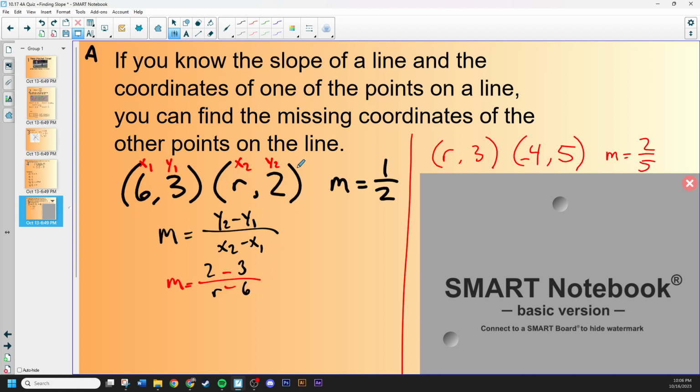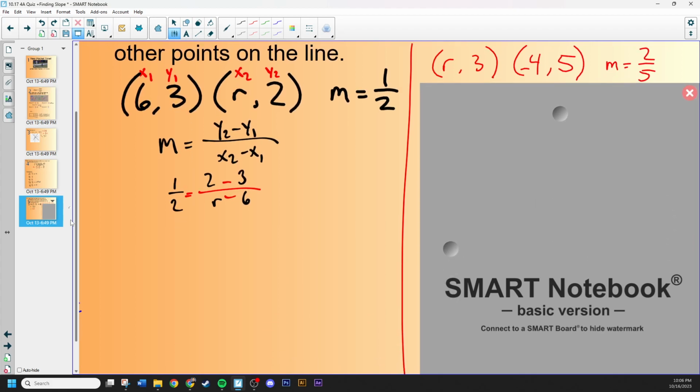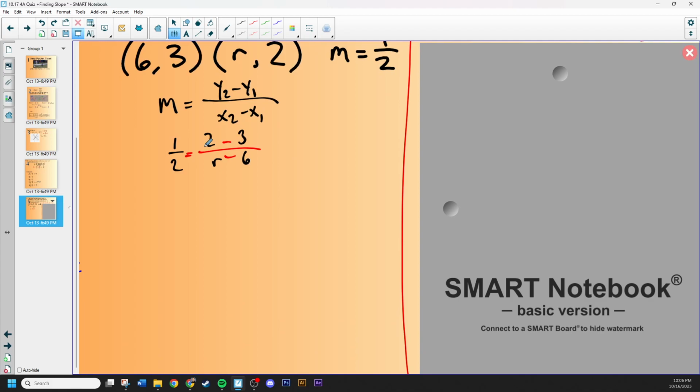R minus 6. And actually, here's an important part that we missed. Normally, the slope is missing because that's what we're looking for. In this case, they give it to us, so we're going to put it right here. What you should notice we have here is a proportion. It's a proportion that we're going to solve. So I see right here 2 minus 3. I can simplify that, so I'm going to go ahead and do that.